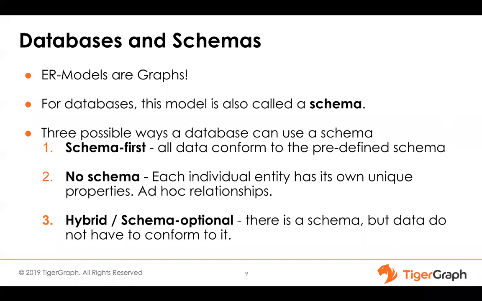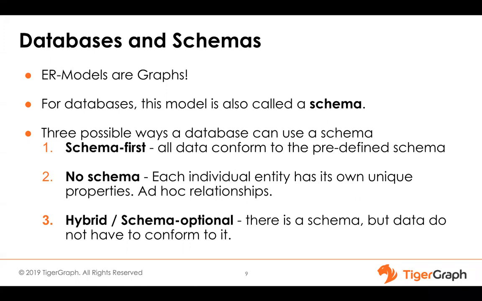A second is the opposite end of the spectrum, no schema. Each individual entity has its own properties. Rather than focusing on categories, there are no categories. Just here's a thing, here's its properties, and you have ad hoc relationships. You can create any relationship you want. Now, in reality, you'll tend to have categories whether you've explicitly stated them or not.